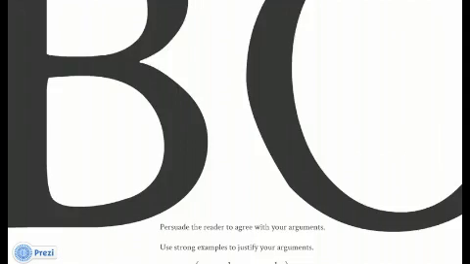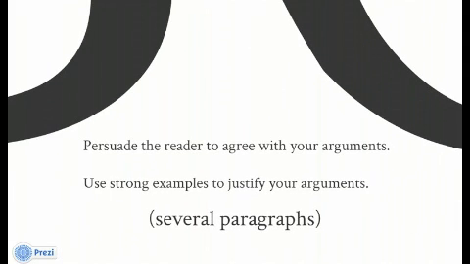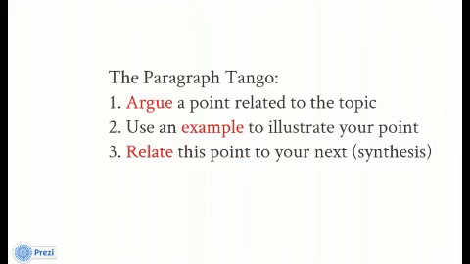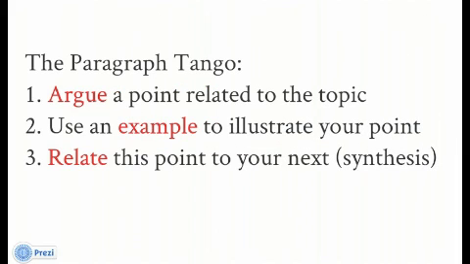Moving on to the body, you will need to persuade the reader to agree with your arguments. You also need to use strong examples to justify your arguments. You should try to only use one argument per paragraph, and the body should be made up of several paragraphs. In looking at the structure of a paragraph, you need to argue a point related to the topic, use an example to illustrate your point, and then relate this point to your next argument.